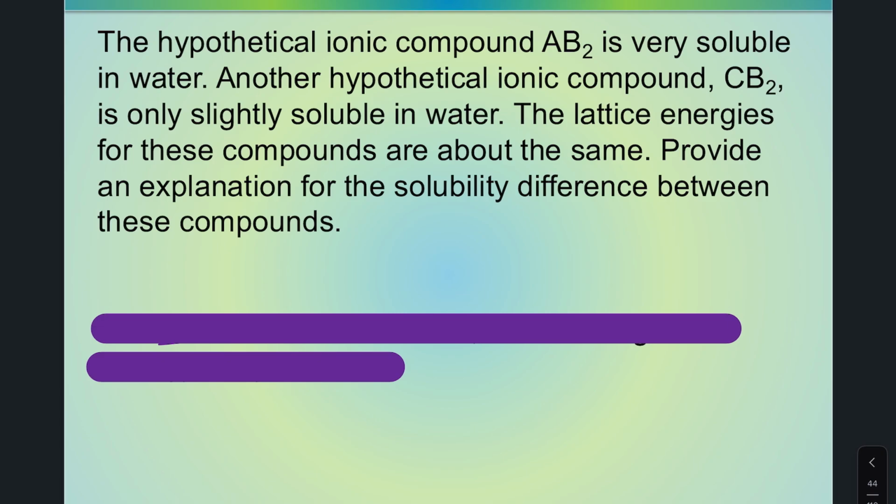Okay, so we have a hypothetical compound of AB2, which is really soluble in water, and a hypothetical compound of CB2, which is only slightly soluble in water. These both have the same lattice energies, so that's important to note. So if they have the same lattice energies, then what is it that is going to make AB2 more soluble? Well, that comes down to the size of the atom.